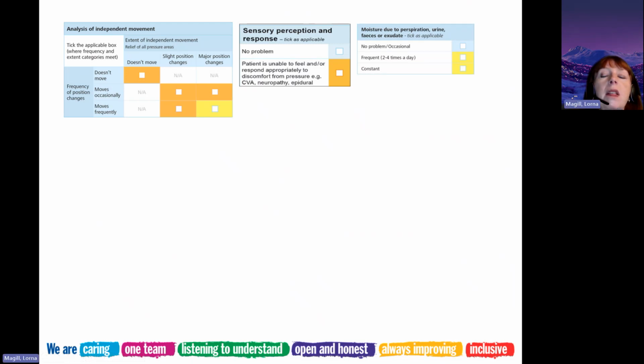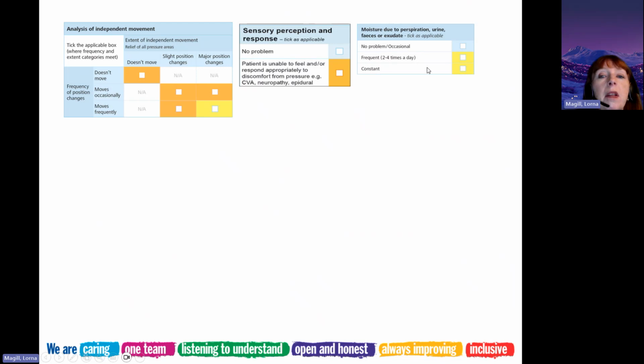Moisture. This category is nicely worded because it reminds us that moisture may be due to perspiration or exudate. It is not always simply from urine or feces. We have a blue box if there is no problem or very occasional, and a yellow box if there are frequent or constant concerns about increased moisture.